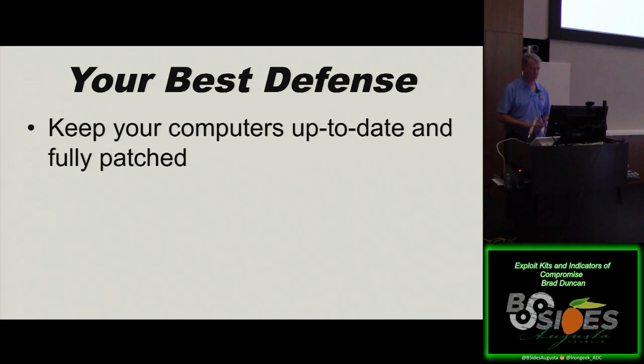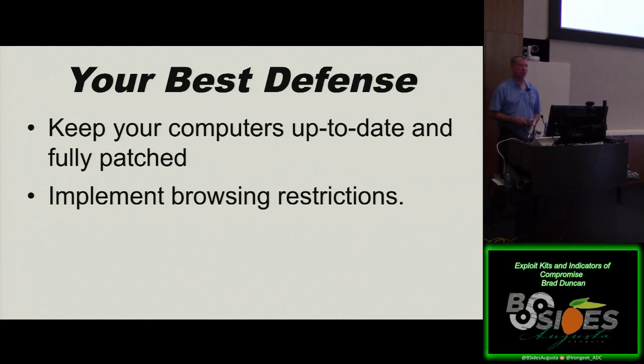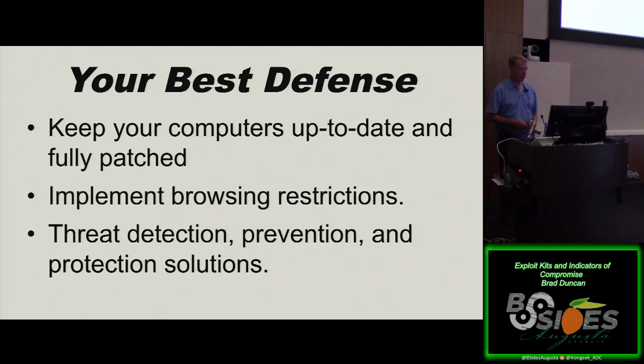You can implement browsing restrictions. There are also group policy restrictions that would lessen the chance of malware being executed if it actually gets to your machine through an exploit kit. And finally, threat detection, prevention, and protection solutions are a way that many enterprises try to combat this threat.